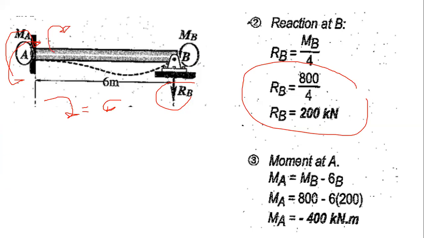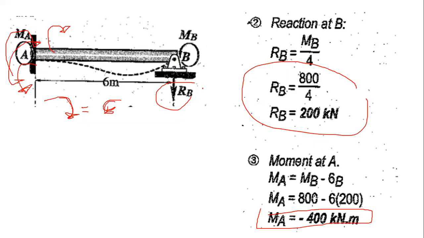But actually, the actual answer is negative 400. Anyway, in other words, ang value ng A is papunta talaga dito. If we assume this direction, then the value of MA should be positive, meaning your assumed direction is correct. For example, we assume like this one. Okay? So, lahat na ganitong direction, clockwise is equal to counterclockwise direction.